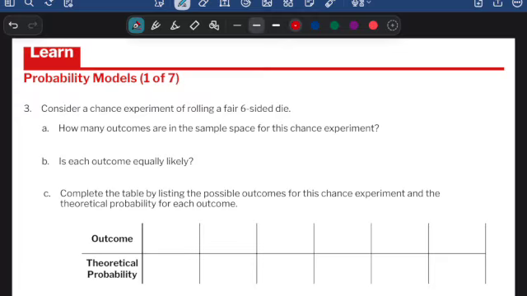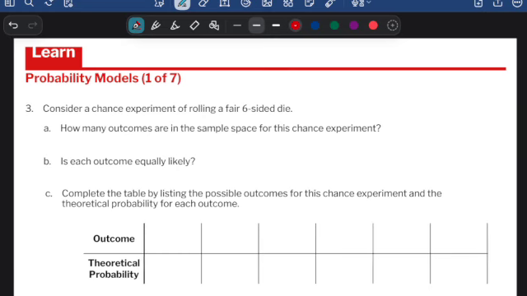Number 3, consider a chance experiment of rolling a fair 6-sided die. So that means we have an equally likely chance of getting any of the numbers on this 6-sided die. How many outcomes are in the sample space for this chance experiment? How many possible results are there? I have 6 sides. I'm going to roll the die 1 time. So I can have 6 different outcomes.